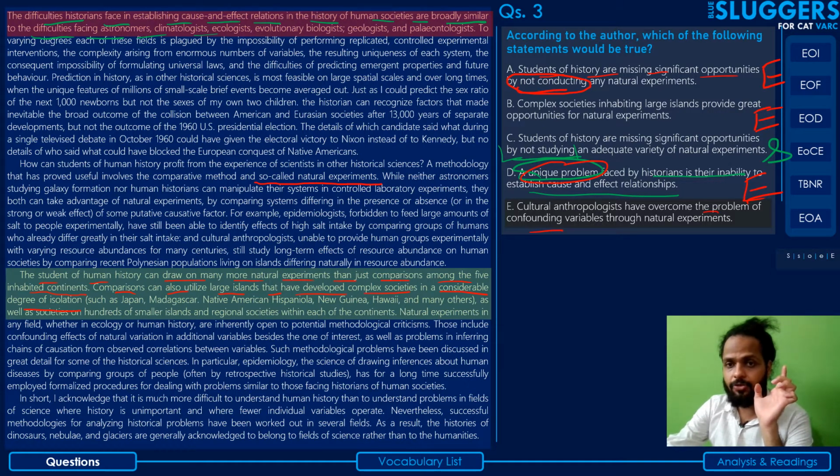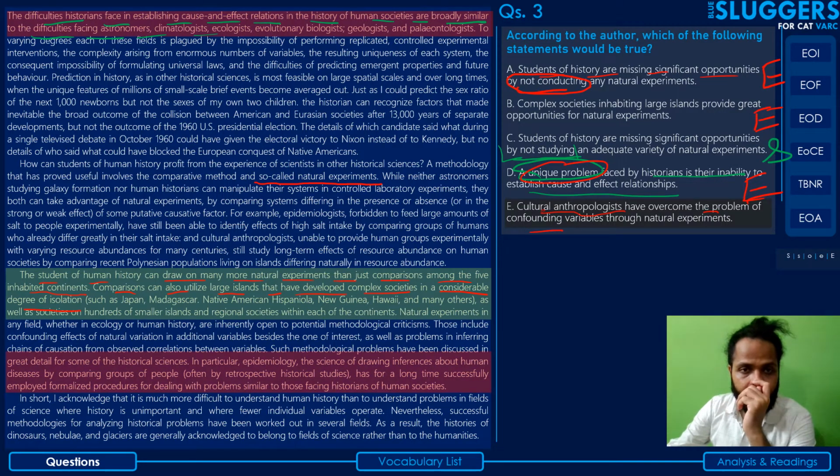But the thing is, it is not the cultural anthropologists who overcame this problem. It was the epidemiologists, right? In particular, he says epidemiology, the science of drawing inferences about human diseases by comparing groups of people, has for a long time successfully employed formalized procedures for dealing with problems similar to those facing historians of human societies, like the problems that he has mentioned earlier in this paragraph.